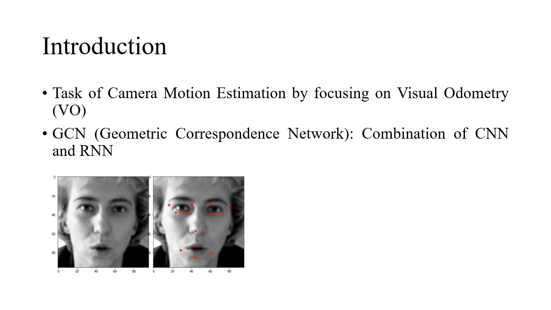So, this paper is about the task of camera motion estimation by focusing on visual odometry, or called VO, which means that it is the frame-to-frame motion estimation using information from a vision sensor or camera. This paper created a new framework called GCN, or Geometric Correspondence Network, which is a combination of both CNN and RNN. CNN means convolutional neural network, and RNN means recurrent neural network, to perform both key point detection and feature descriptor generation, which is the main point of visual odometry. And on the picture, we can see an example of detecting the key points of a person's face.